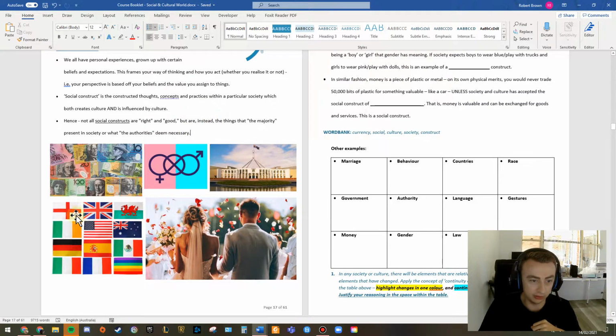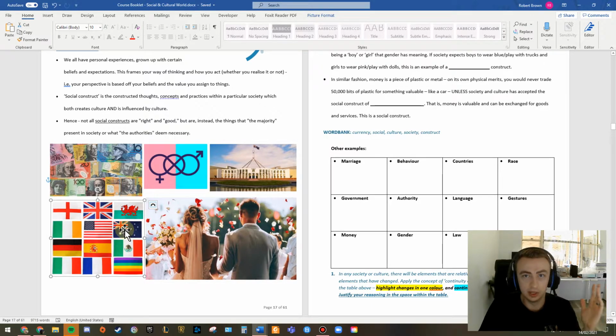It's similar to flags here. All of these are social constructs. We know that that's Australia because the world has universally agreed that that's what our flag looks like. We know that that's Germany, Italy, France, all of that for those reasons as well.